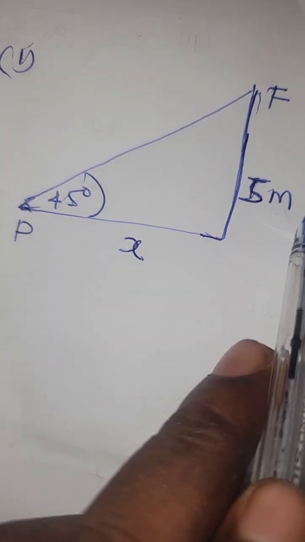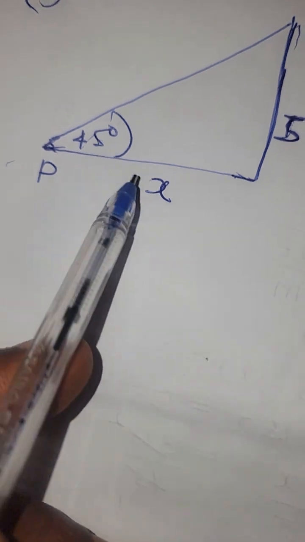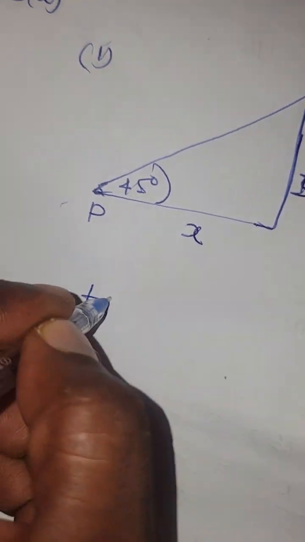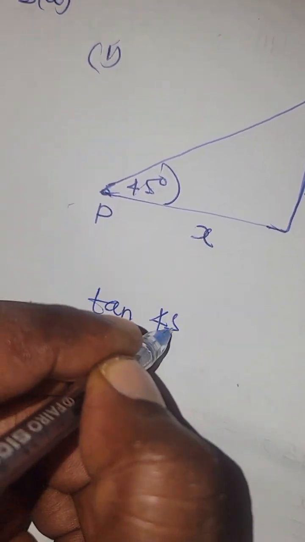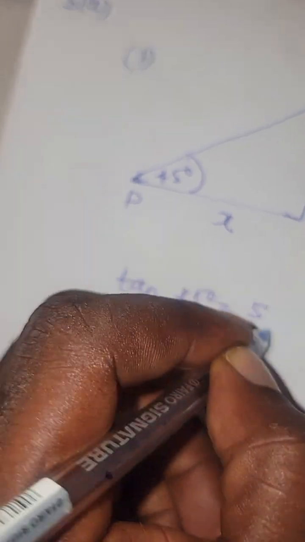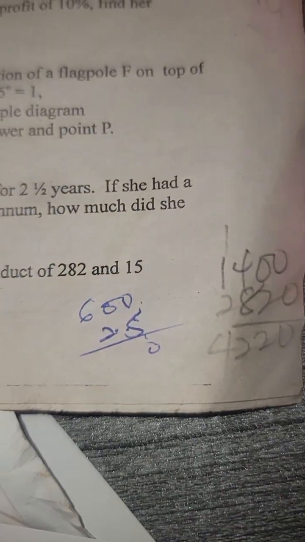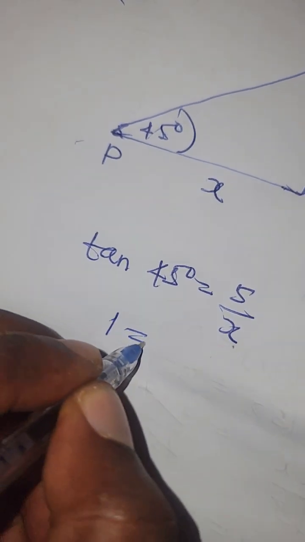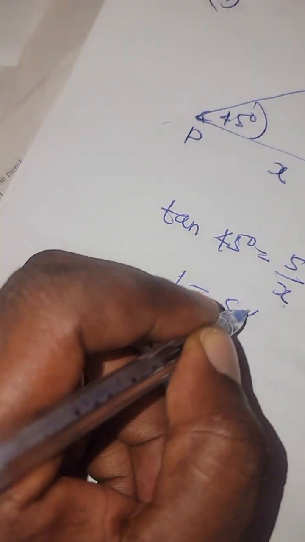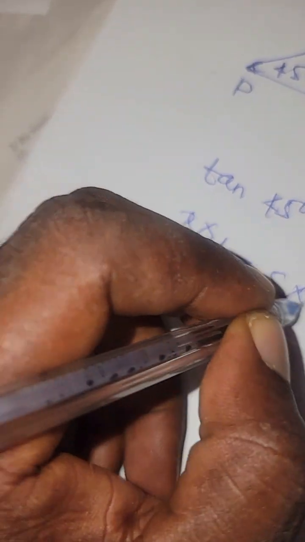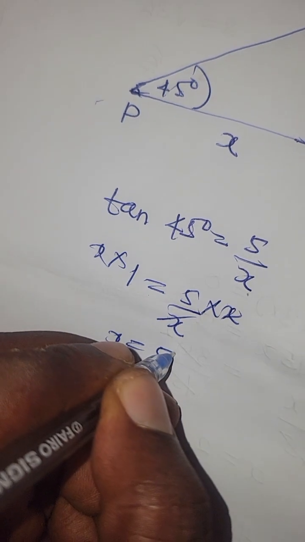So the 5 meters is opposite the 45, and this is adjacent. So you can take tan of the 45 degrees as 5 out of x. Tan 45 is 1, so 1 is equal to 5 out of x. So multiply through by x, x goes off, and x is equal to 5 meters.